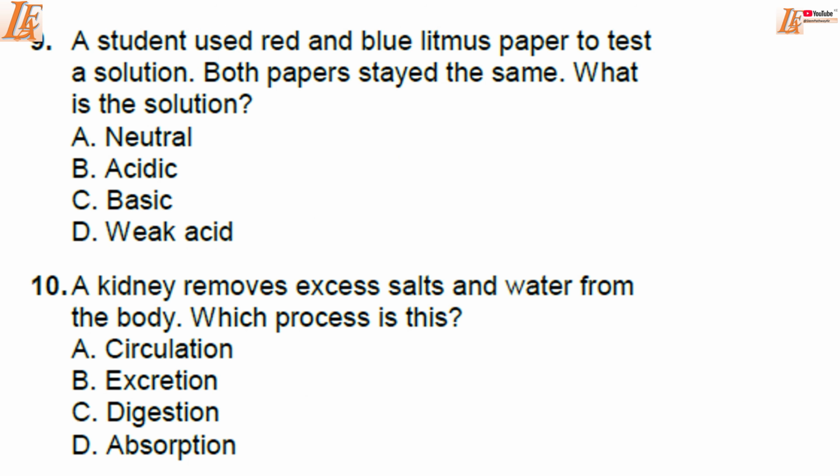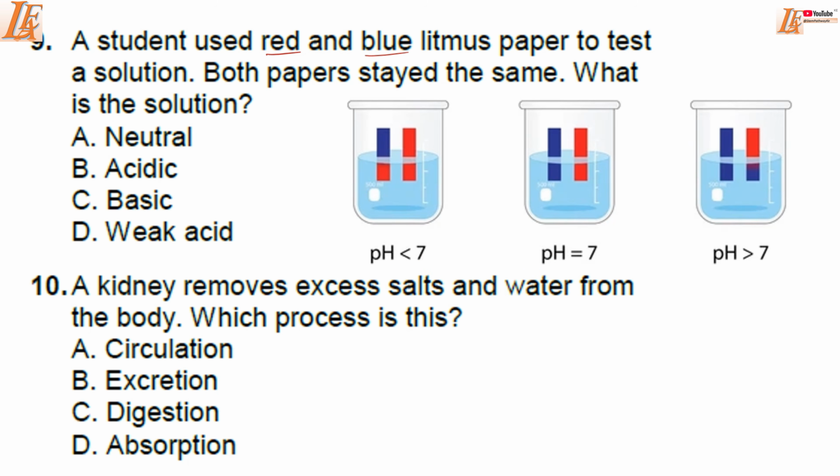Question 9. A student used a red and a blue litmus paper to test a solution. Both papers stayed the same. So it means red remained red and blue remained blue. What is the solution? So before we look at the options, let's look at the diagram here on the screen. The first one here has a pH of less than 7, and in this case we call it an acidic solution.